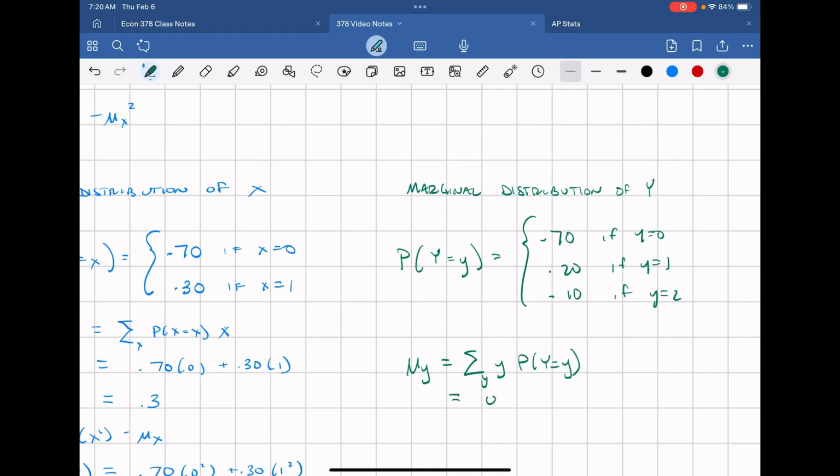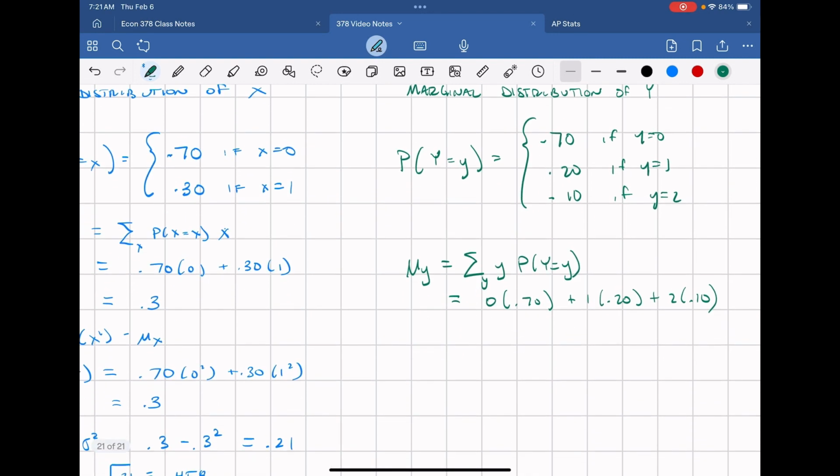And so we get 0 times 0.70 plus 1 times 0.20 plus 2 times 0.10. So we add all those together, and we get the mu of y is equal to 0.4.